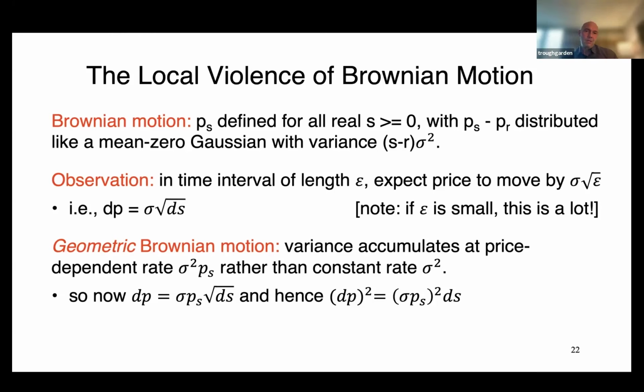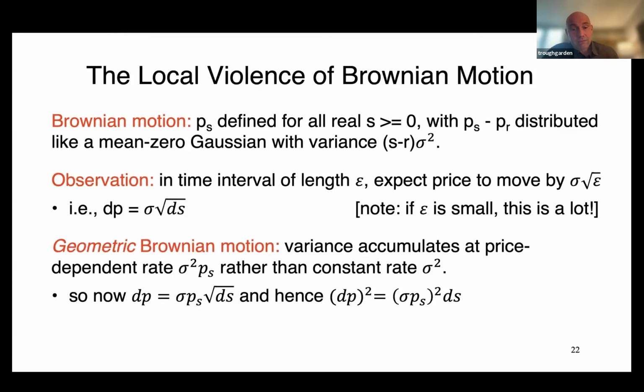So this equation above looks a little bit different. It also gets scaled now by P sub S. So rather than dP being sigma times the square root of ds, dP is going to be sigma times P_s times the square root of ds. You're just scaling the standard deviation linearly.